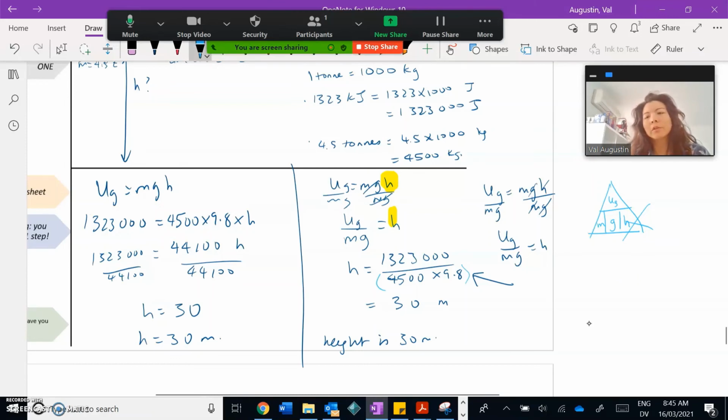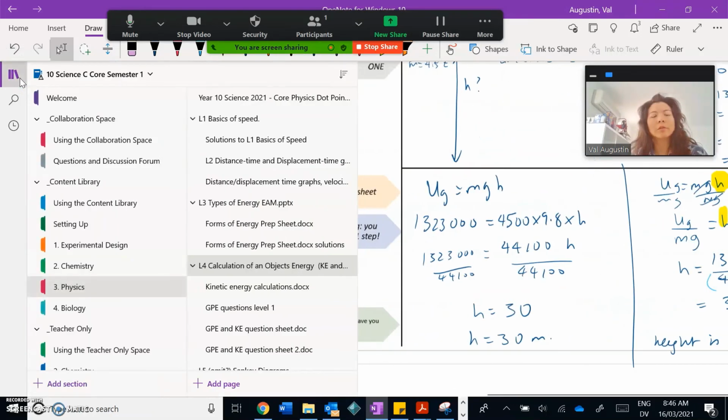How this triangle works is you cover up the h because you want to find out what h is, and then you write out what's left over. If it's up and down, you write it as a fraction. So you have UG up top, and down the bottom you have mg. That's quite a nice workaround if you don't like either of the two methods I've shown you. Then from there it's just straightforward as before. Just remember to convert all the calculations to the right units.